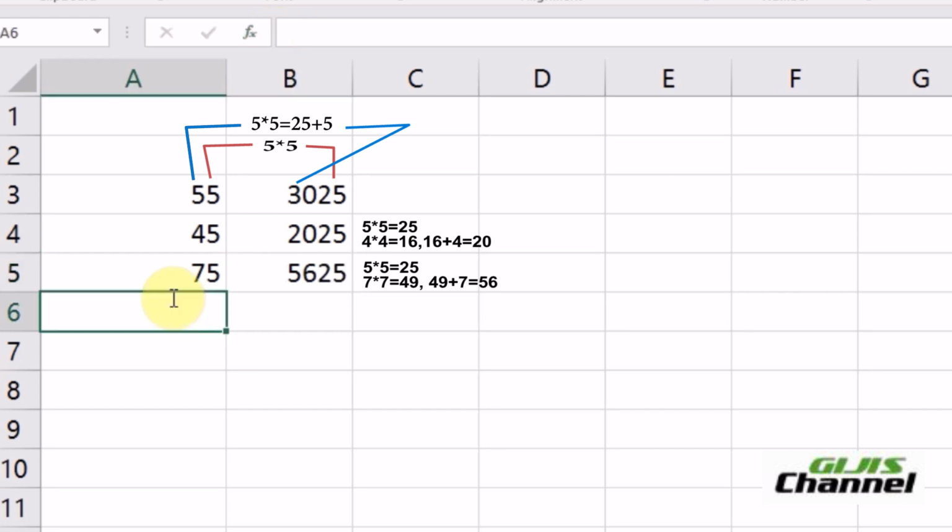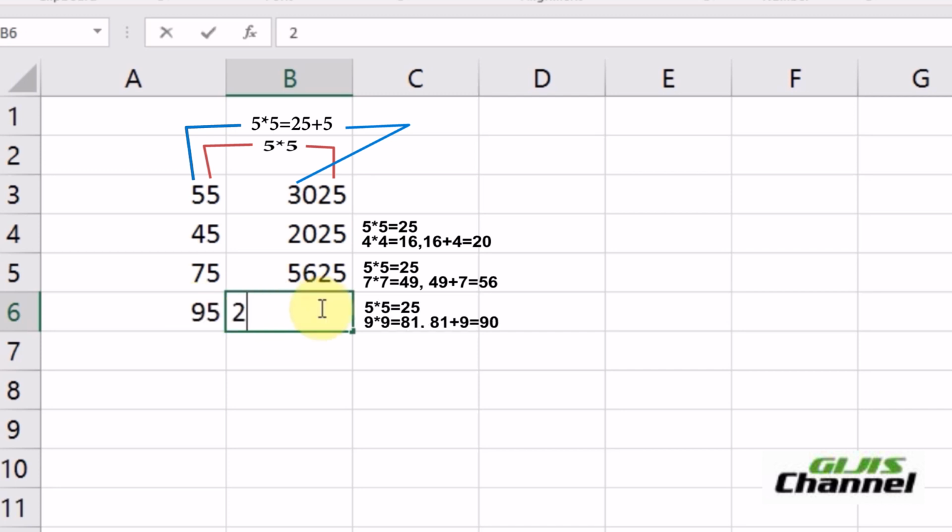Okay, let's look at a different example. 95 times 95, or 95 squared. So the first thing, right now, you must know what to do. 5 times 5 is 25. And the second step, 9 times 9 is 81. 81 plus 9 is equal to 90. So the answer is 9025. This is how you square a two-digit number that ends in 5.